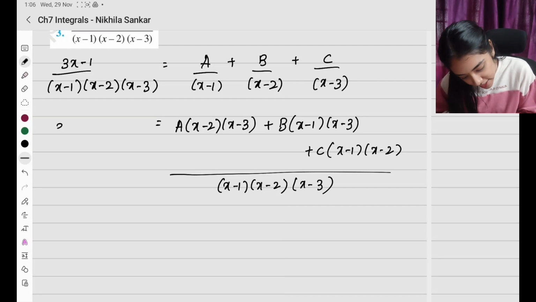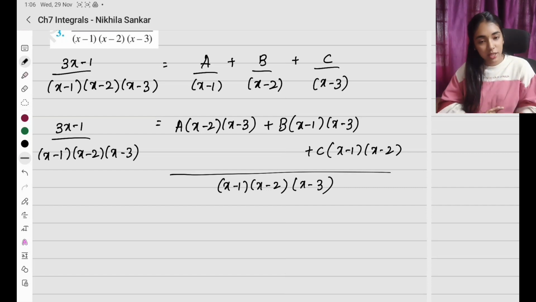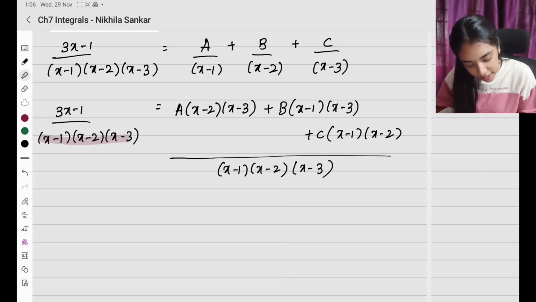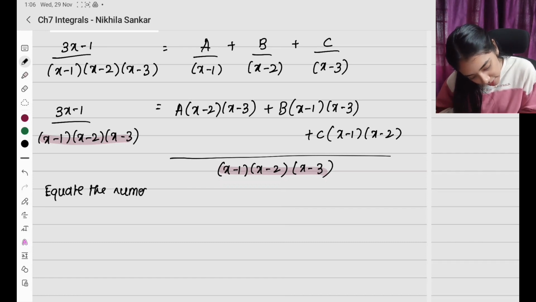Left hand side என்ன இருக்கு? I have 3x minus 1 divided by x minus 1, x minus 2 and x minus 3. Since the denominators are equal, எங்க equal? இதெல்லாம் equal இல்லையா? So I can equate the numerator. So I always write this step. Equate the numerator.